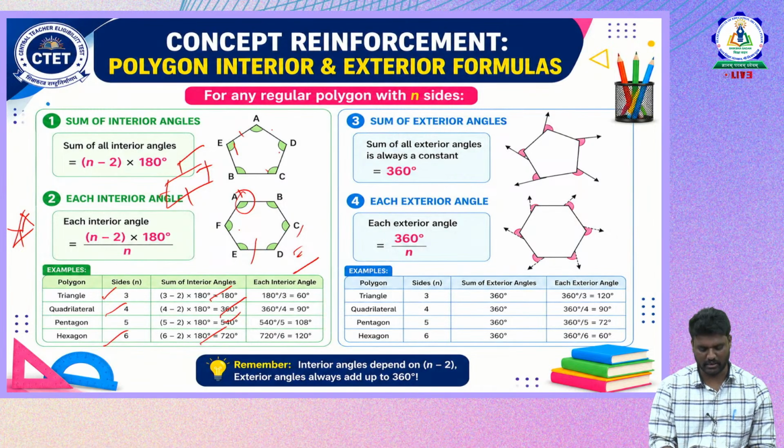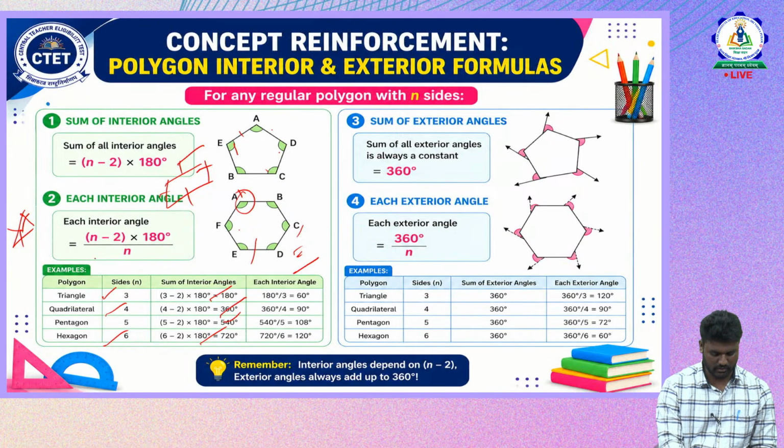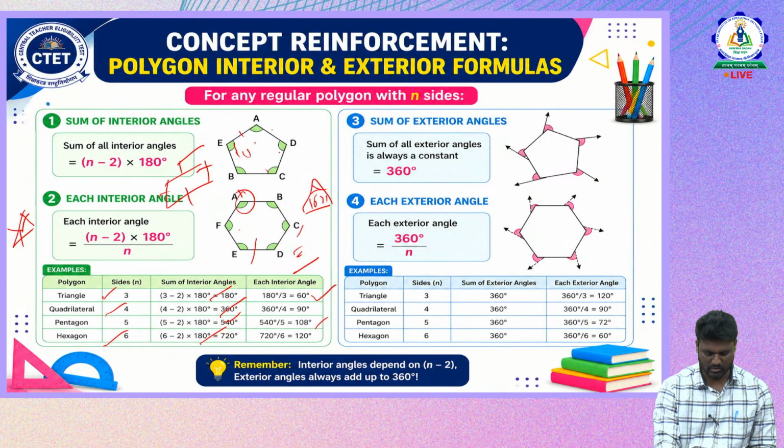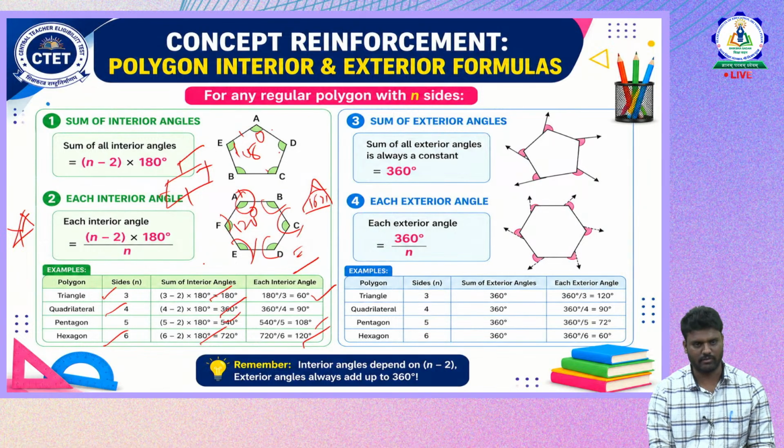For each interior angle, we have to divide by the given number of sides. If we divide 180 by 3, we get 60 for each angle. That means in a triangle, each angle will be 60 degrees. For the pentagon, each angle is 108 degrees. For the hexagon, each angle will become 120 degrees. So angle A is 120, angle B is 120, angle C is 120, angle D is 120, angle E is 120, and the value of angle F is 120 degrees.